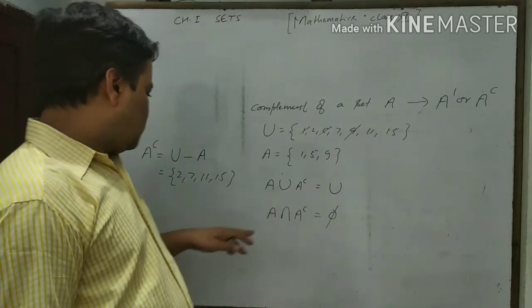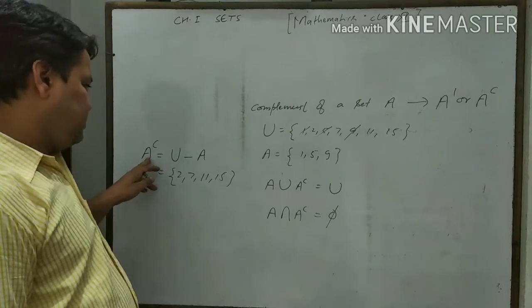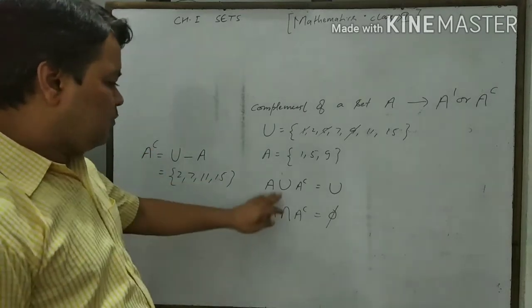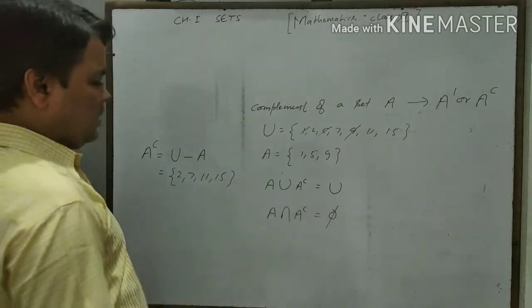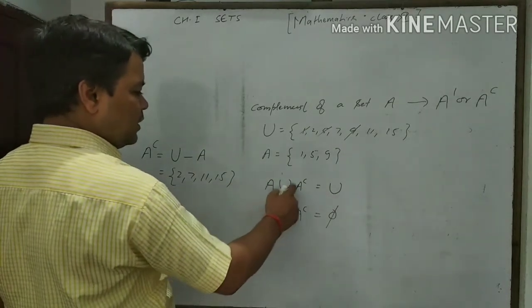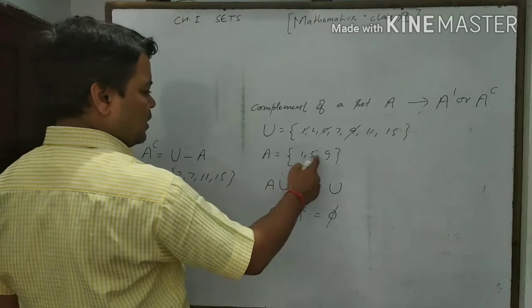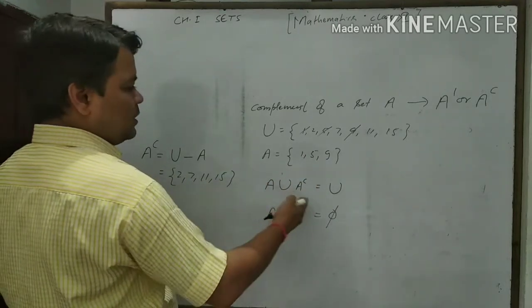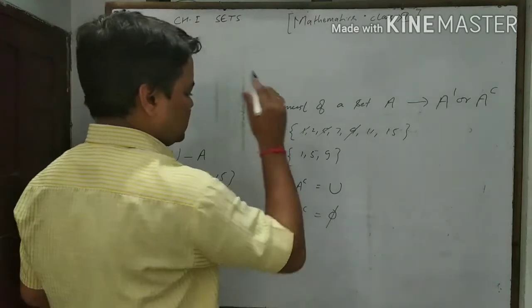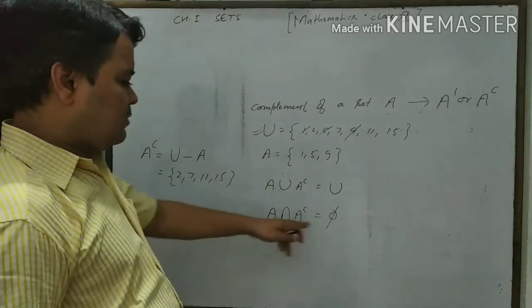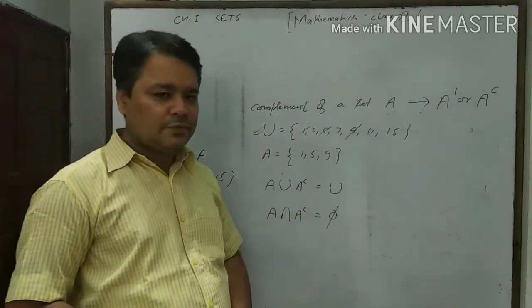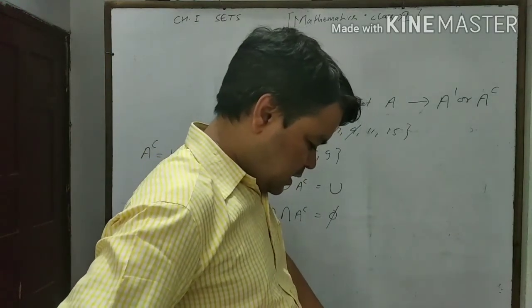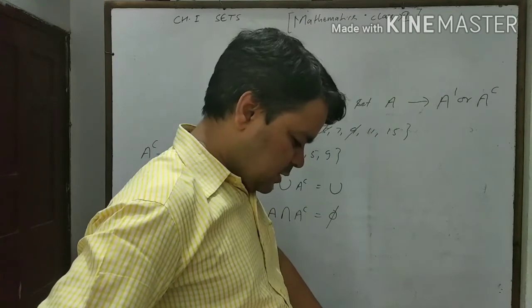Complement of set A is represented by AC or A dash, that is 2, 7, 11, 15. Now you can check here. A union AC, A means 1, 5, 9 and 2, 7, 11, 15. Then they will give this universal set. And nothing is common, therefore this is also correct. This is the complement set which is represented by A dash or AC.